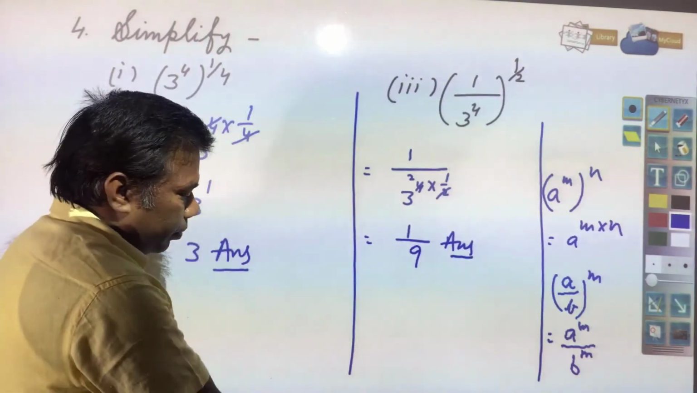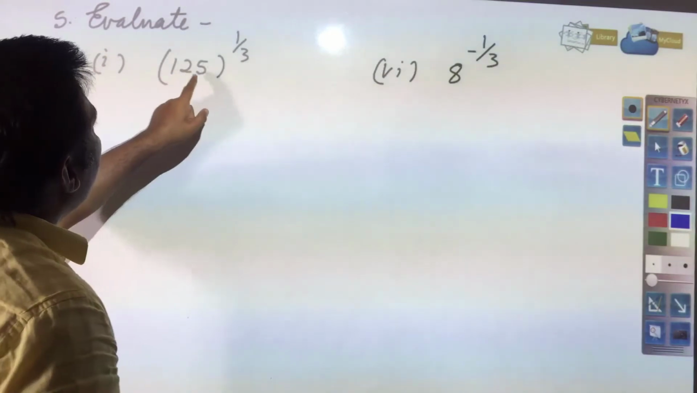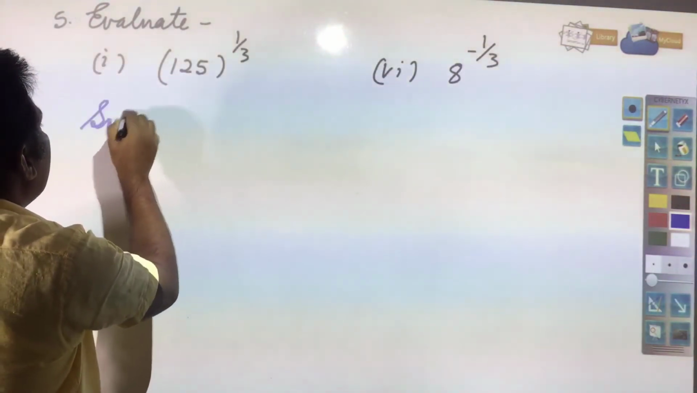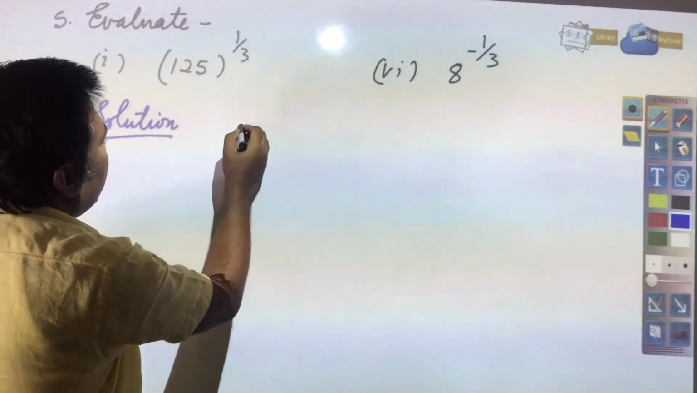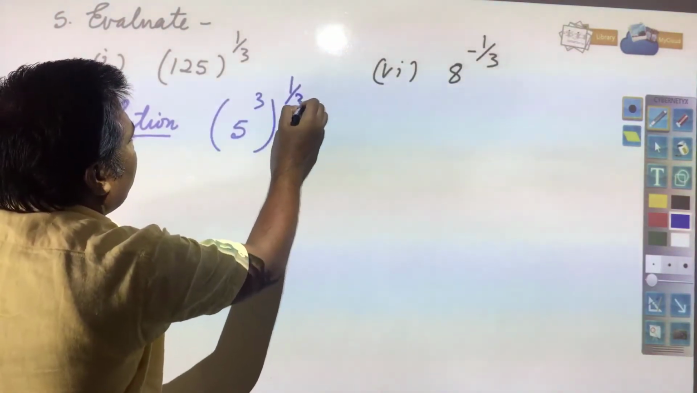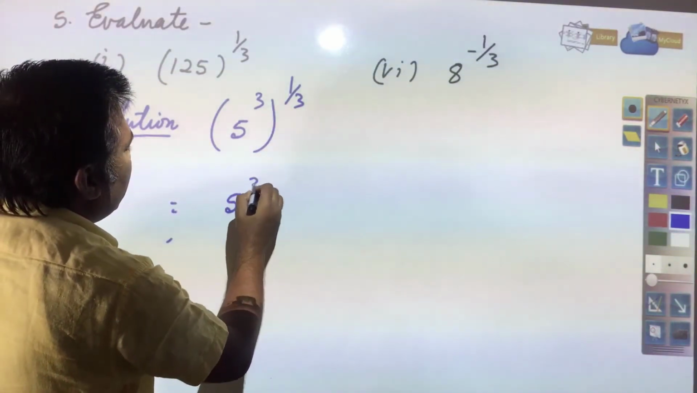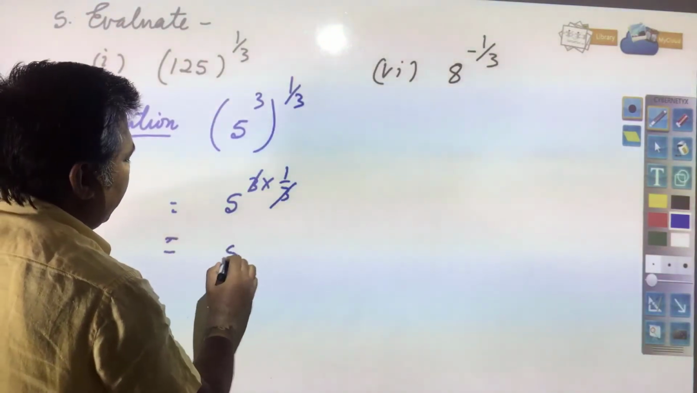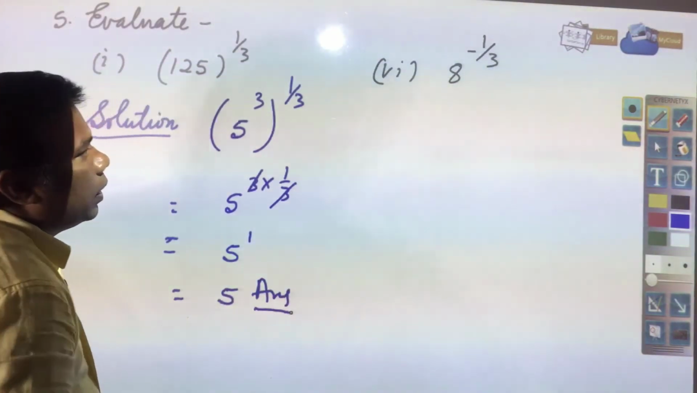Next you have, evaluate 125 to the power 1 by 3. How we will do? The same thing is required to be done. Here you see 125 can be written as 5 to the power 3, and to the power 1 by 3, and that will be equal to 5 to the power 3 into 1 by 3. This will be cancelled and you will get 5 to the power 1, it means 5, and this will be your answer.